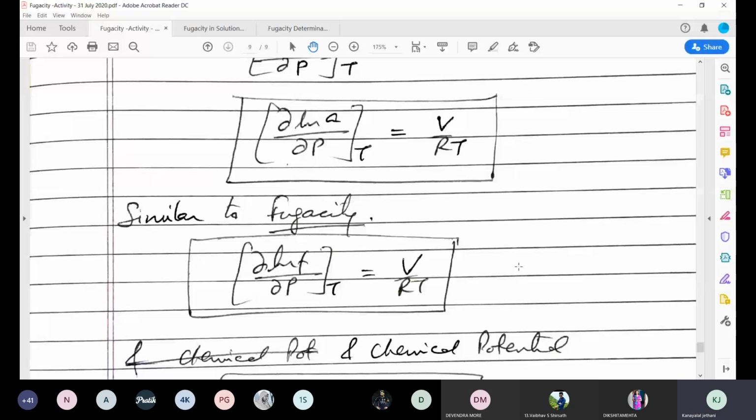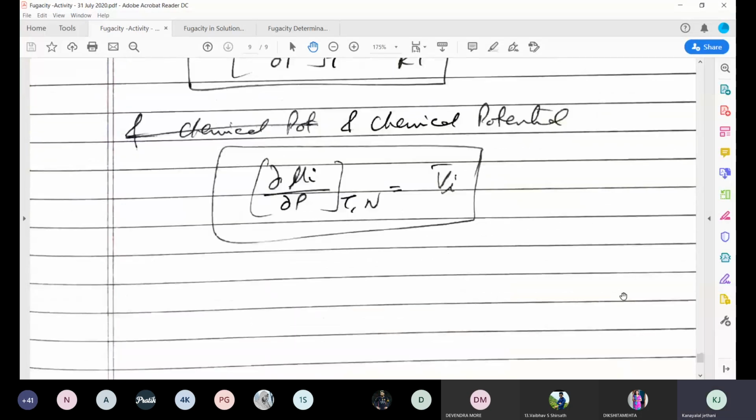Fugacity के units क्या है? What are units of fugacity? Same as pressure. Pressure. और chemical potential का joules per mole. So it's different. ये इससे वो different है, इसीलिए you get different equation here. बाकी और कुछ same है, बाकी other same. ठीक है? Any doubts on activity?